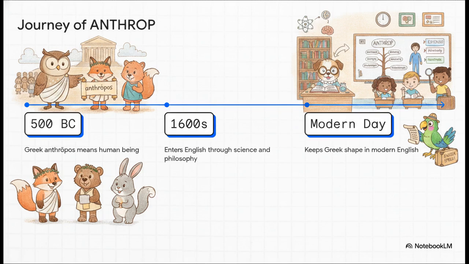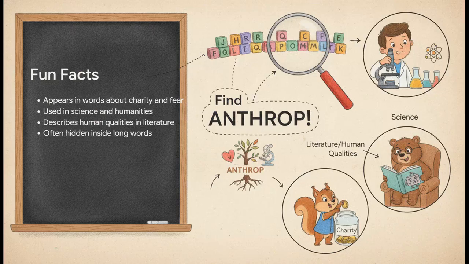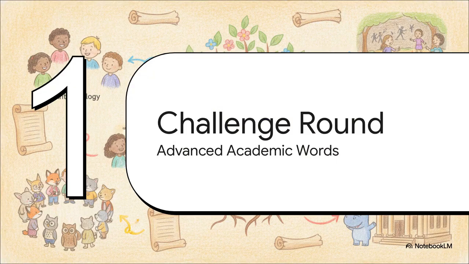Just remember, Greek travel, English spell. You know, the cool thing about this root is that it's everywhere people are, from sterile biology labs all the way to classic literature. It pops up in warm words about charity and kindness, but also in dark words about fear and hate. You'll find it heavily used in the social sciences or in sci-fi stories describing robots with human qualities. And sometimes it's just quietly hidden right in the middle of a massive, intimidating word waiting for you to spot it.